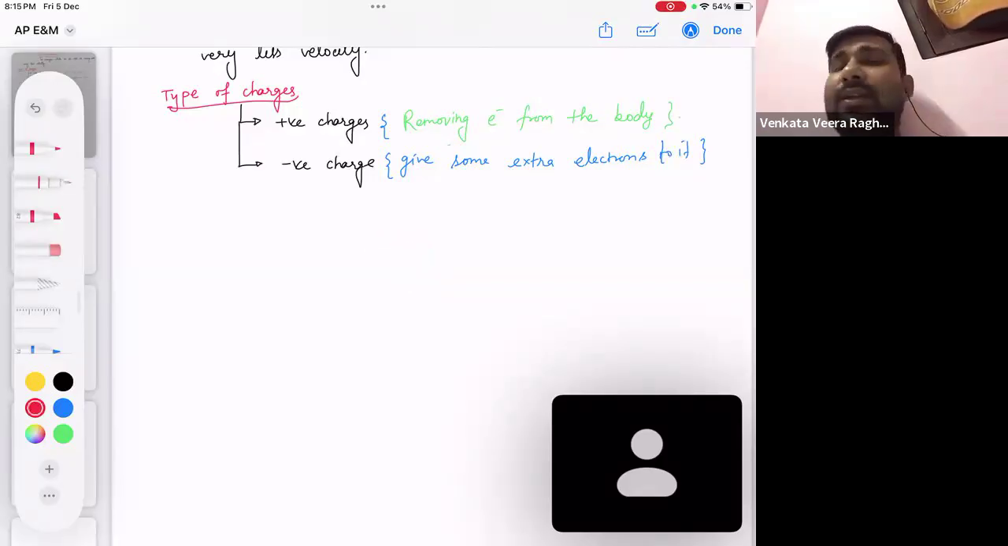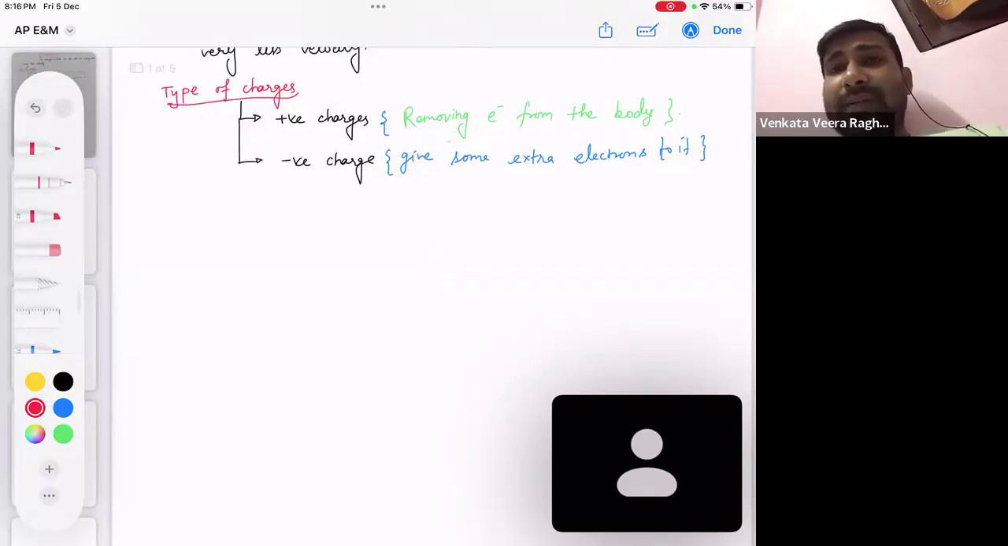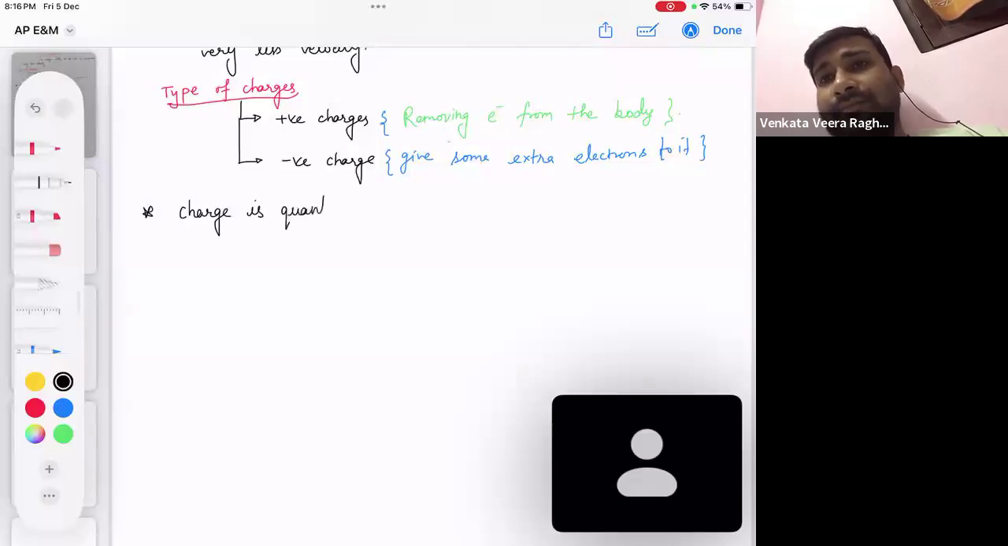So now there are two types of charges, the positive charge and the negative charge body we have. Now there are some properties of the charge. What are the properties of charge? First and important property of the charge is that charge is quantized. Understood? Quantized meaning? Can we only give charge in the integral multiple of the charge of electron?